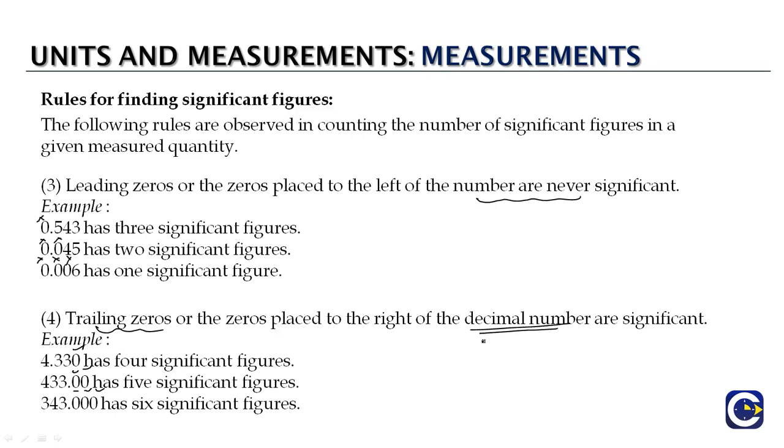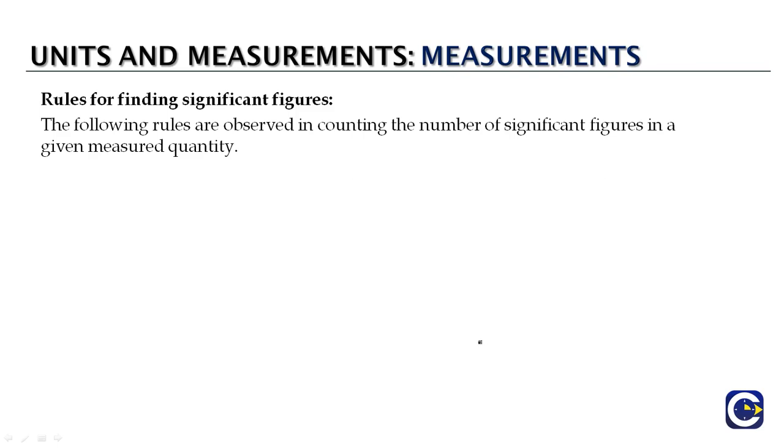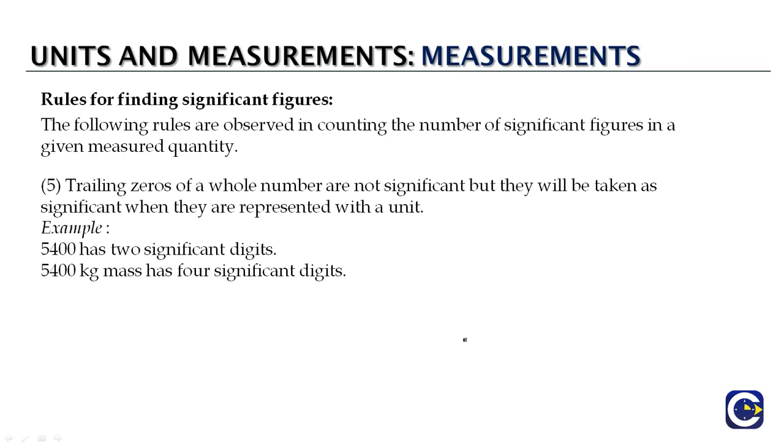Now we are focusing on the decimal number. If we go to the whole number, then the trailing zeros are not considered as significant. So if I simply give 5400 as a number, then these two zeros are not considered as significant.